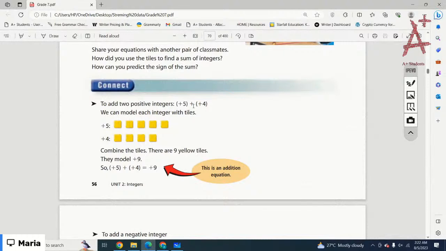The positive numbers are represented by the yellow tiles. So you can see here you have 5 yellow tiles, they represent positive 5. Then you have positive 4. You add them, just count them together: 1, 2, 3, 4, 5. That means you have positive 9, 9 yellow tiles, right?